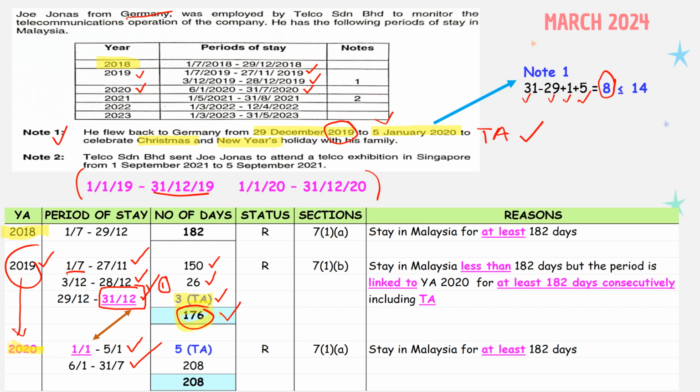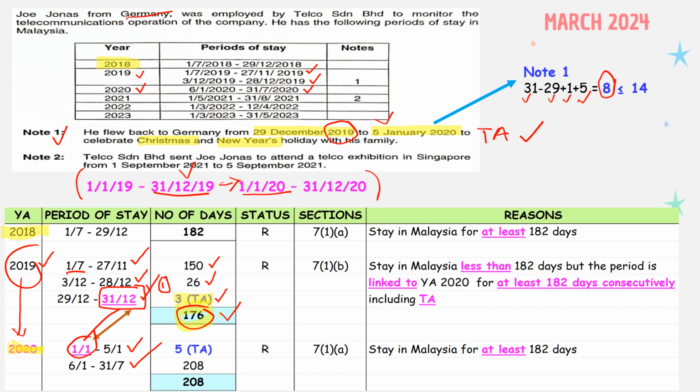Now, the first condition is satisfied, so we go from this year to next year. After 31st December, what date do you see first? 1st January 2020. This is a must. You must have 1st January 2020. Now you go down here. Do we have 1st January? Yes, we do. However, 1st January is temporary absent.